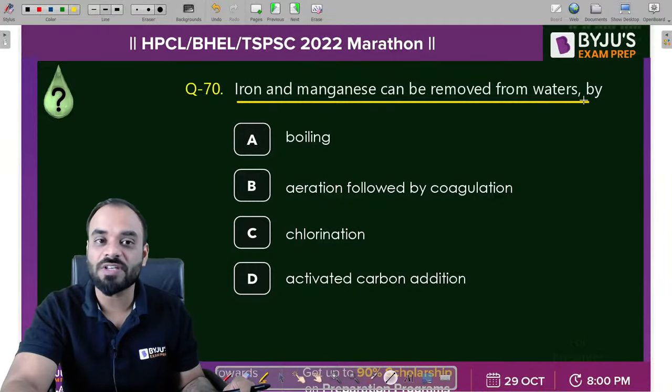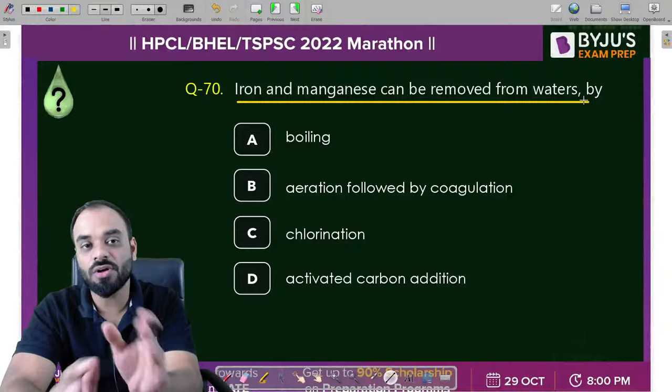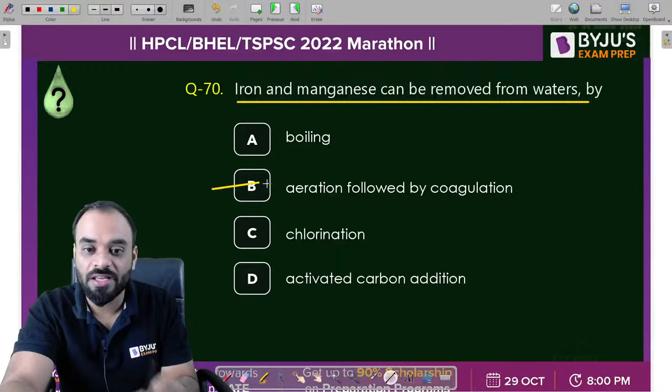No, endogenous process is nothing but the killing of microorganisms by each other. That is called endogenous process. B. Aeration followed by coagulation.